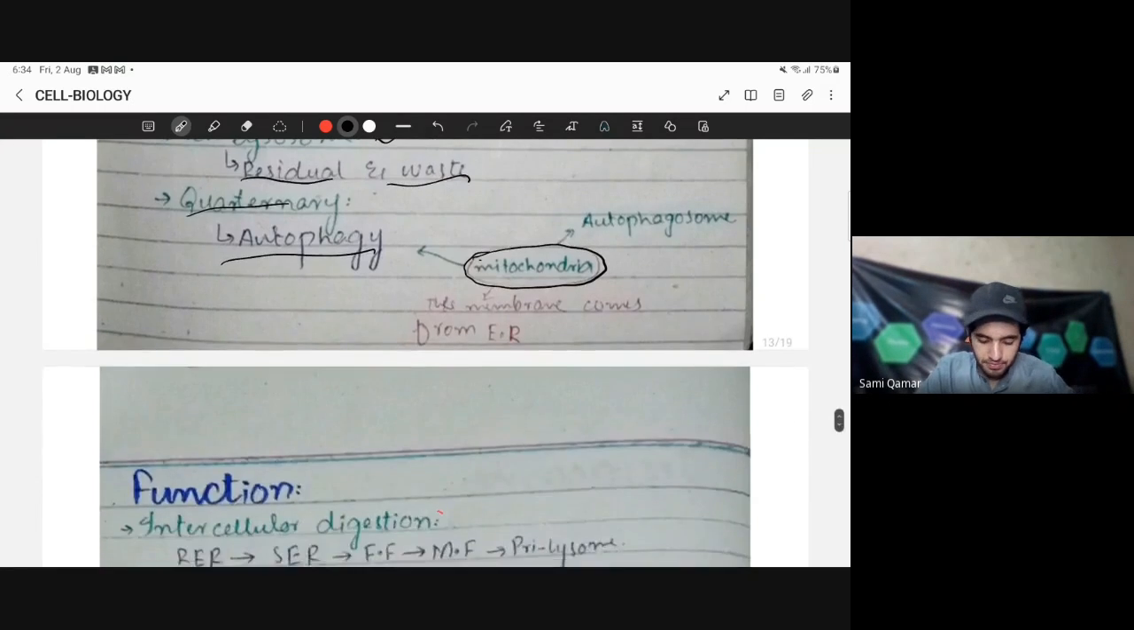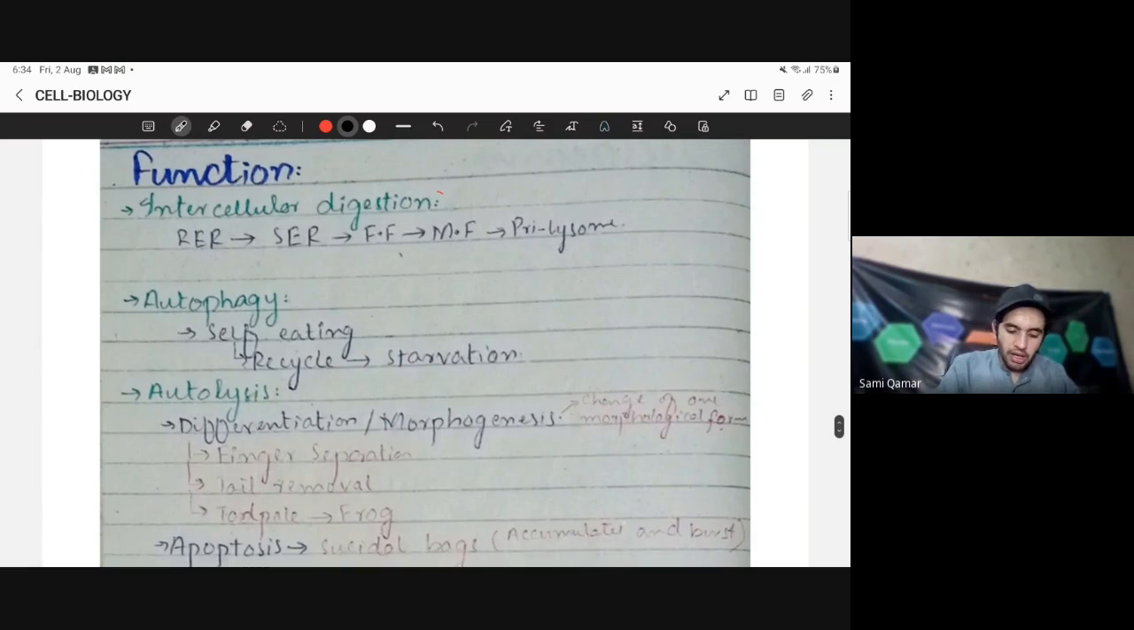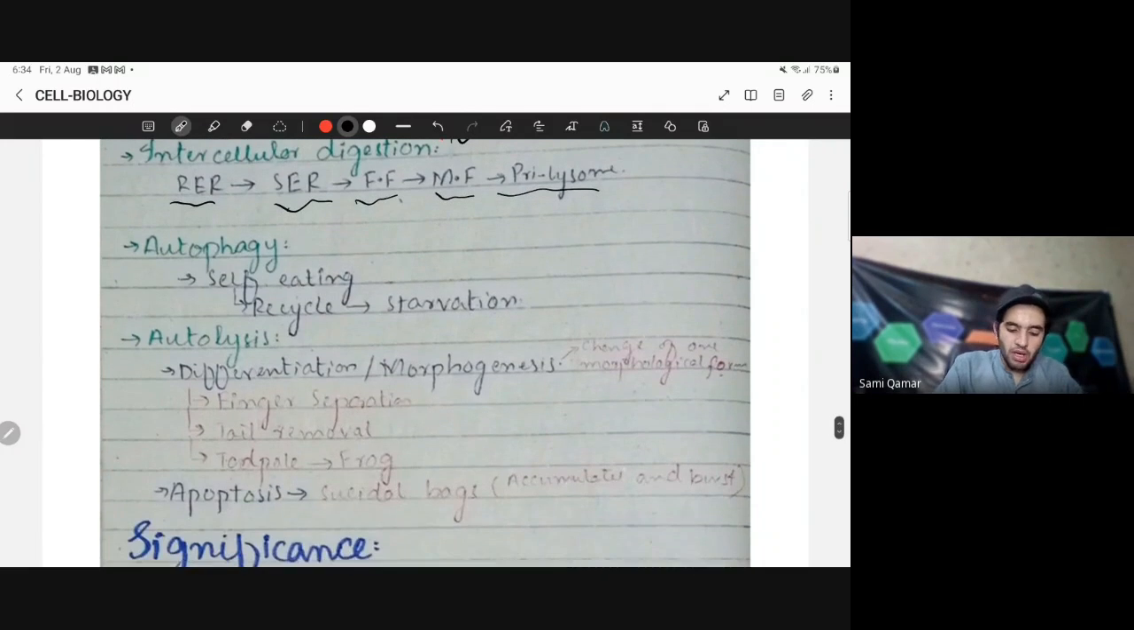Okay, autophagy functions. Intracellular digestion: from ribosome, RER, it will send to a smooth endoplasmic reticulum, then the forming phase of Golgi apparatus, then the maturing phase of Golgi apparatus, then the primary lysosome will form. Autophagy, self-eating, it will recycle. So starvation, I don't know why I have written starvation, but it is self-eating of any organelle or cell. It is known as autophagy.